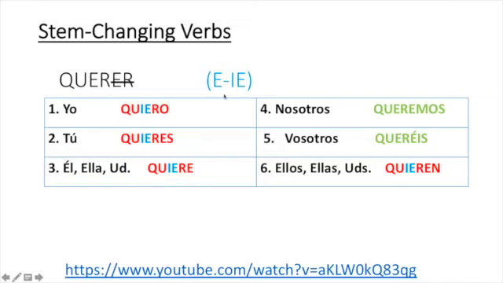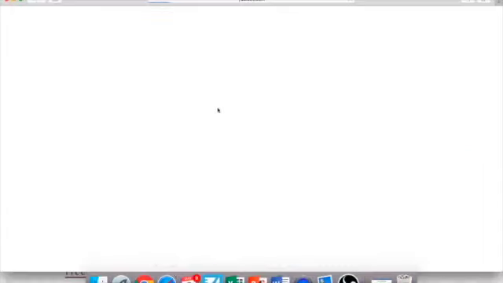So the nosotros and the vosotros never change. The stem part never changes on those. They remain the same. And I'll show you a way to remember this in just a moment. But first, this verb querer is a very commonly used verb in Spanish, one that you will see a lot. So I have a little YouTube video that I think will help you to remember this verb. So let's take a moment and watch this short little video clip together.